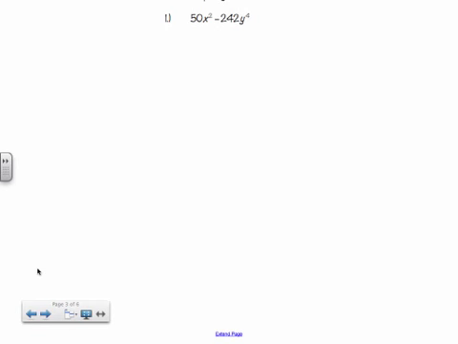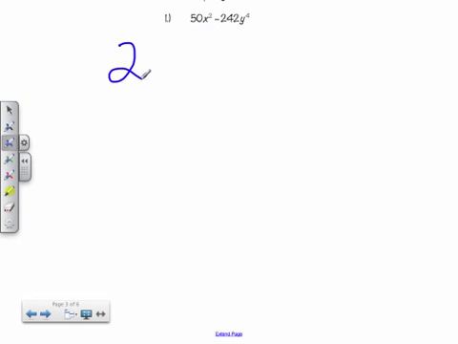The first question you're always going to ask yourself is, is there a GCF? So what you need to do is look right here at the two terms that you have and see if there's anything in common with either of these terms. So you've got 50x squared minus 242y to the fourth. I'm going to look at 50, I'm going to look at 242. I know that there's a common factor of 2, so I'm going to factor out a 2. I'm going to look and see if there's anything in common with my variables. This is an x squared, this is a y to the fourth, so there's nothing in common, which means that 2 is my greatest common factor.